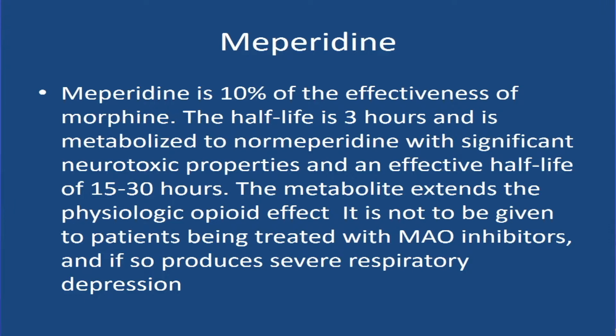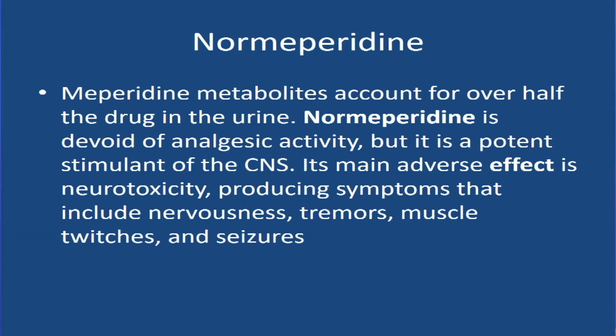It is not to be given to patients being treated with monoamine oxidase inhibitors, and if so, it produces severe respiratory depression. Meperidine metabolites account for over half the drug in the urine. Normeperidine is devoid of analgesic activity, but it is a potent stimulant of the central nervous system. Its main adverse effect is neurotoxicity, producing symptoms that include nervousness, tremors, muscle twitches, and seizures.